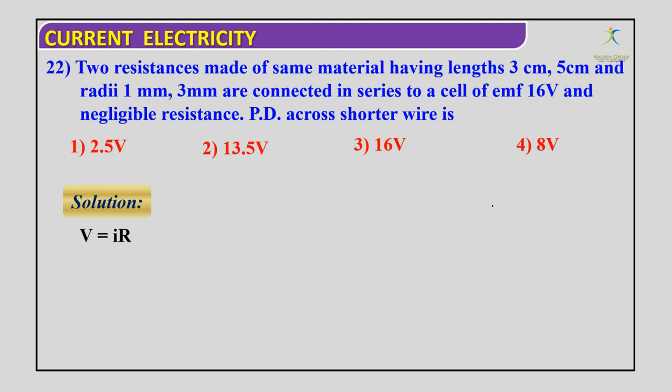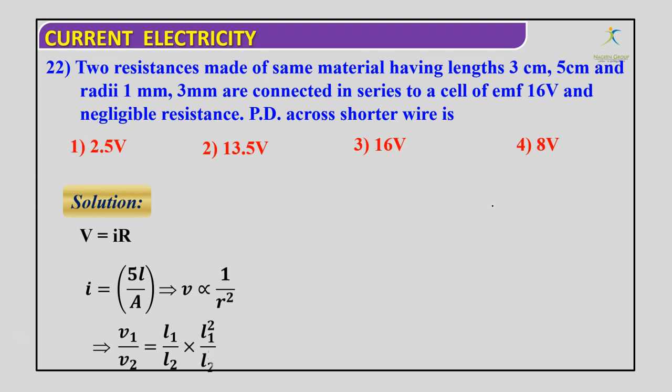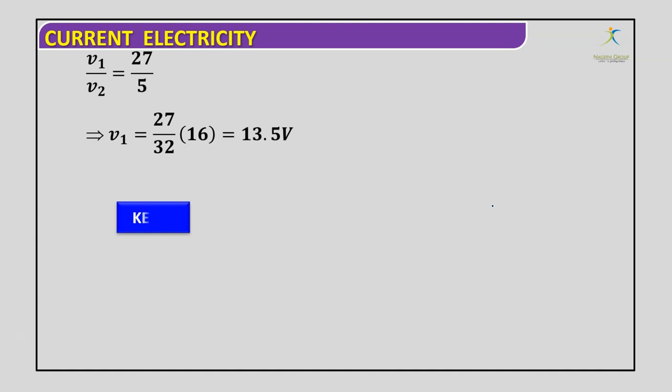So we know the formula for this question is V is equal to IR, where R is equal to ρL by A. We know V is directly proportional to L by r square. So we just solve this and get the result, like V1 by V2 is equal to 27 by 5. So V1 is equal to 27 by 32 into 16, and we get the result 13.5, which is option 2. Hope you understand the process of the solution. If there is any doubt, you can ask in the comment section.